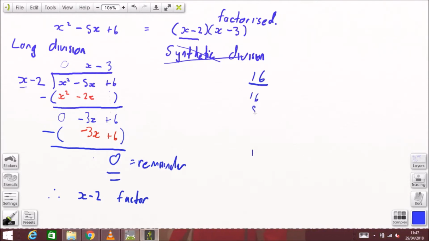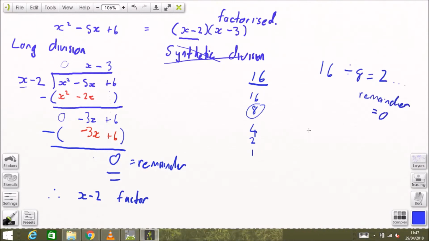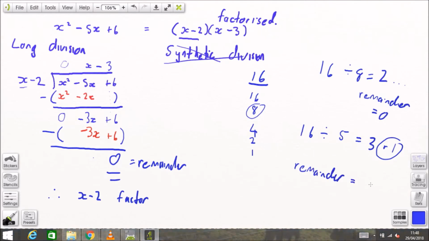For instance, here's the number 16. If we took all the factors of 16, one of them is 8. If I divide 16 by 8, I get 2, with nothing else, no remainder. So 8 is a factor of 16, but 5 is not. 16 divided by 5 is 3, but it gives you 1 left over, so the remainder is 1. That's in essence what we're doing here, but we're doing it with polynomials. We're doing it with bigger things than just single numbers.